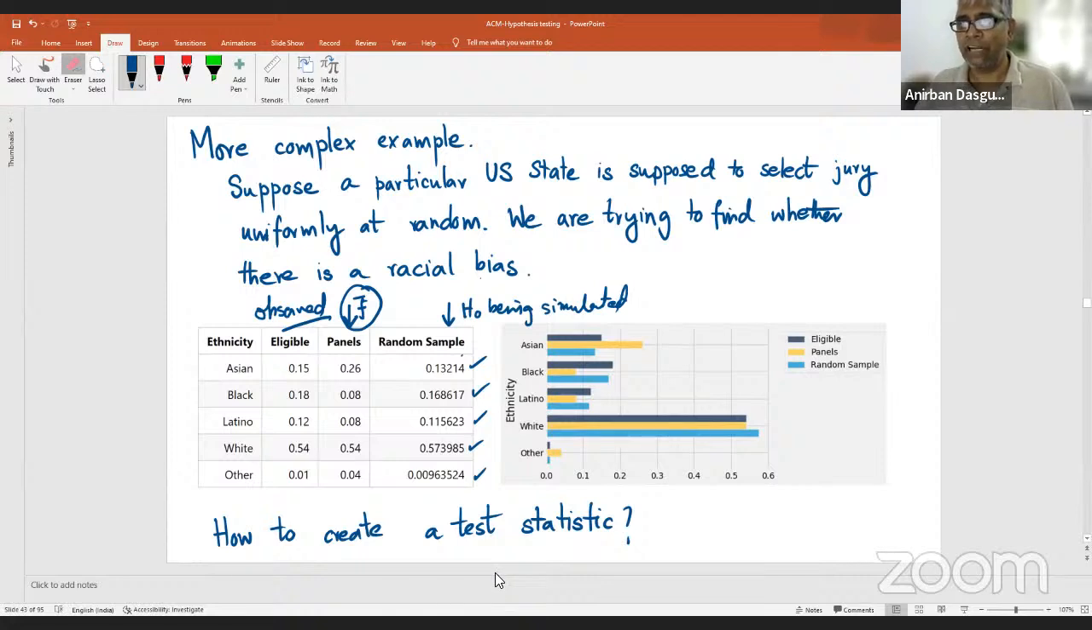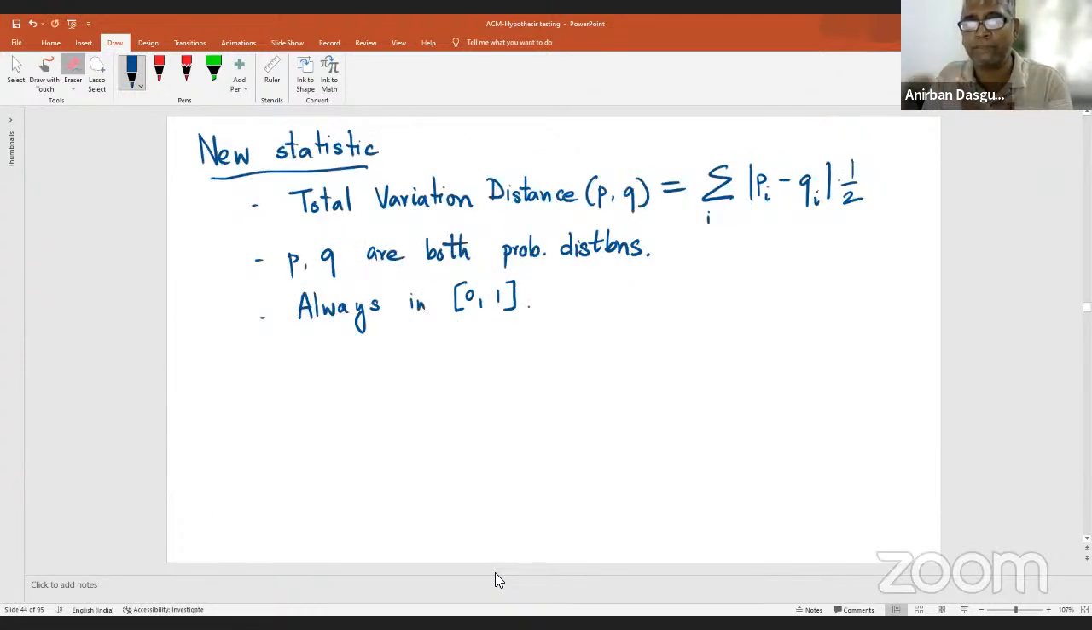And here is the same picture drawn diagrammatically. This is the eligible fraction, the fraction of eligible in each category. This is what you have observed. The yellow bars are what you observe from the data. The blue ones are what you see from the random sample. Now, obviously, they're not the same. This column and this column are not the same. But these are two vectors, so somehow I have to merge. I have to take the difference between these two vectors and come up with a single number, and that will tell me the difference between the panel observation and the random sample. Let us do that.